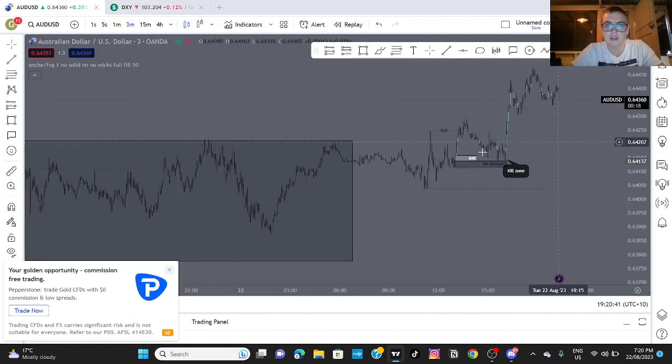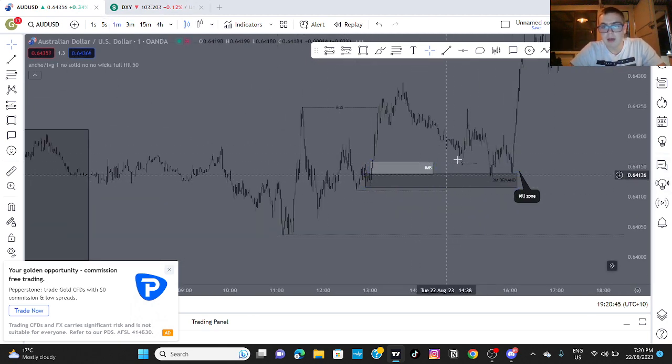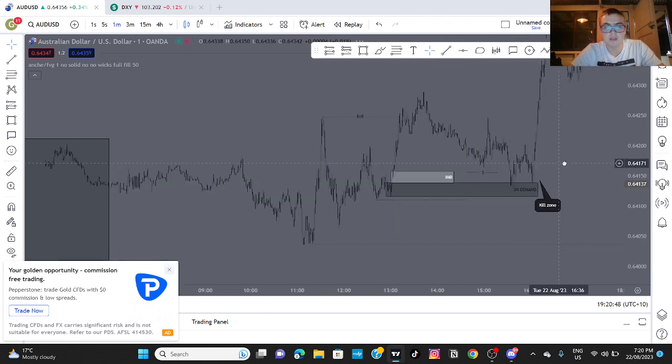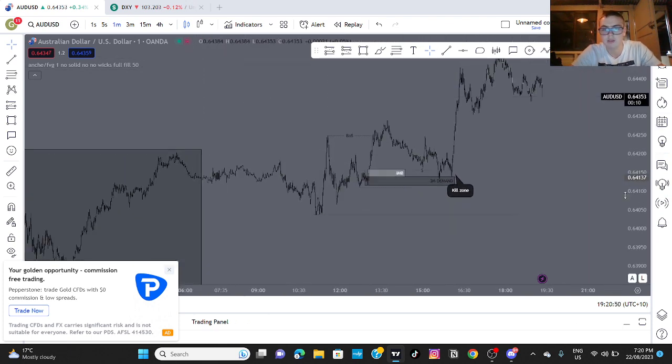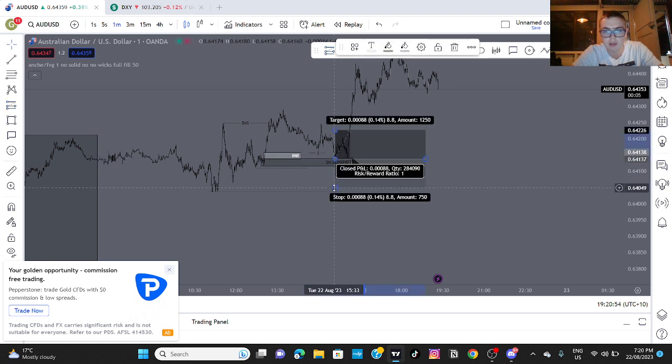So we can see here there was a perfect continuation. Imbalance, inducement, break of structure is a perfect continuation right after we break out of the range. It's exactly what we trade. You just take your buy off here.